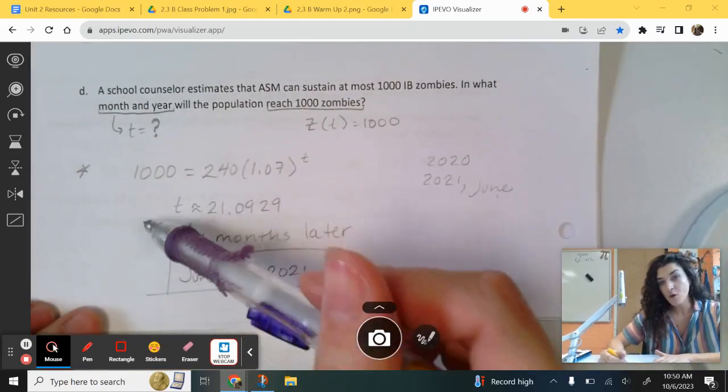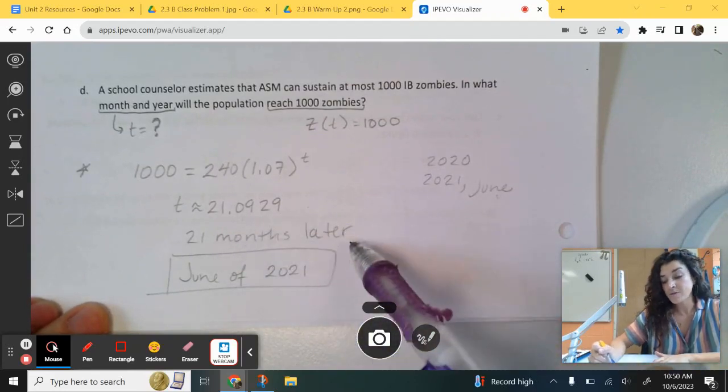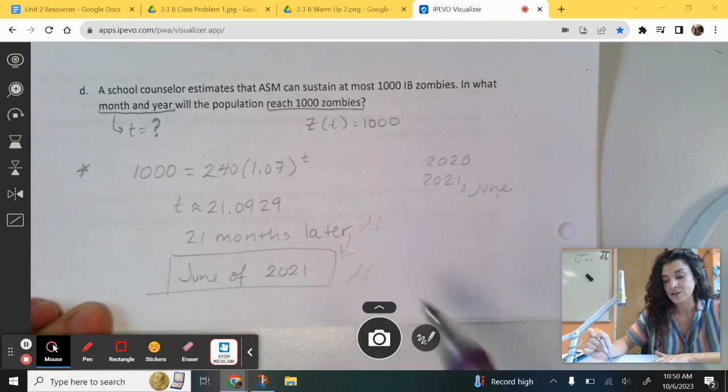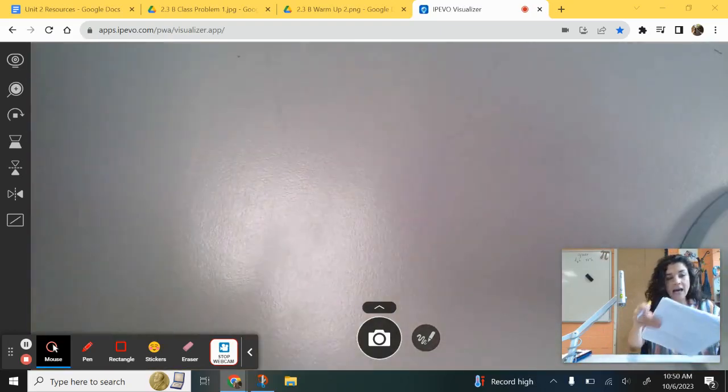So just be careful about the wording here, right? If you got 21 months later, you wouldn't get full marks. This would be like an accuracy for this answer and then another accuracy for answering it the way they want you to answer it. Okay, last question.